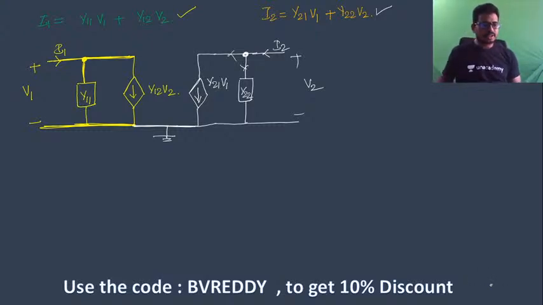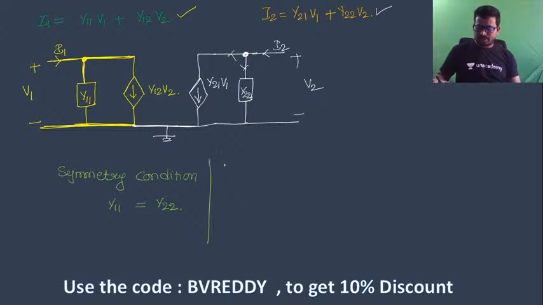And here also we can see the condition for symmetrical and reciprocal networks. Symmetry condition: what's the condition for symmetry? Y11 is equal to Y22. And what is the reciprocal condition? Y12 must be equal to Y21.